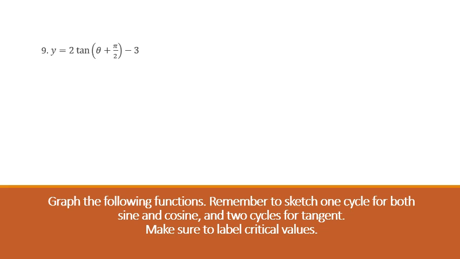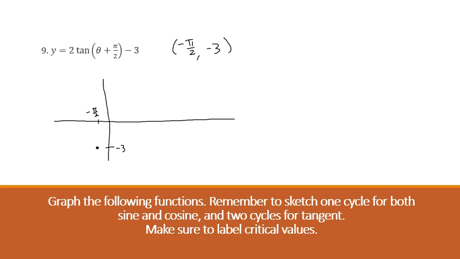All right, now let's put together what we know and try to graph. So 2 tangent theta plus pi halves minus 3. Here's what I do. Think of your h and k as sort of your center. So negative pi halves, negative 3 is our center. We can go to negative pi halves, negative 3, and that's the center of the tangent. Instead of 0, 0, it's not going through 0, 0 anymore. It's going through here. If it helps, you can make a dotted line right here, kind of like the midline.